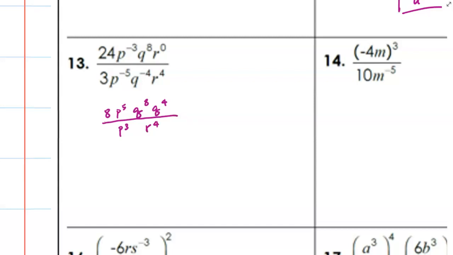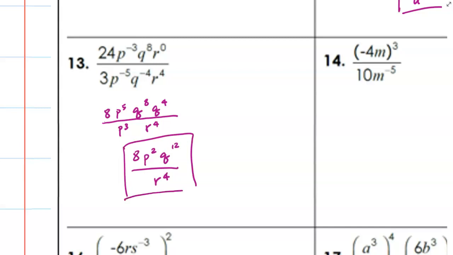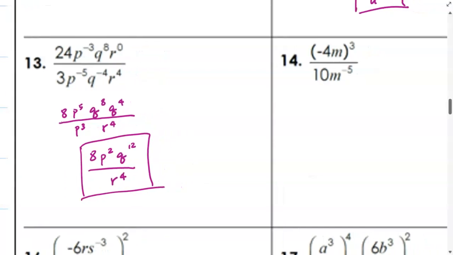Okay. R to the 0 is 1. And so we had 8 and then p to the 2nd and q to the 12th over r to the 4th. There we go. Good job.